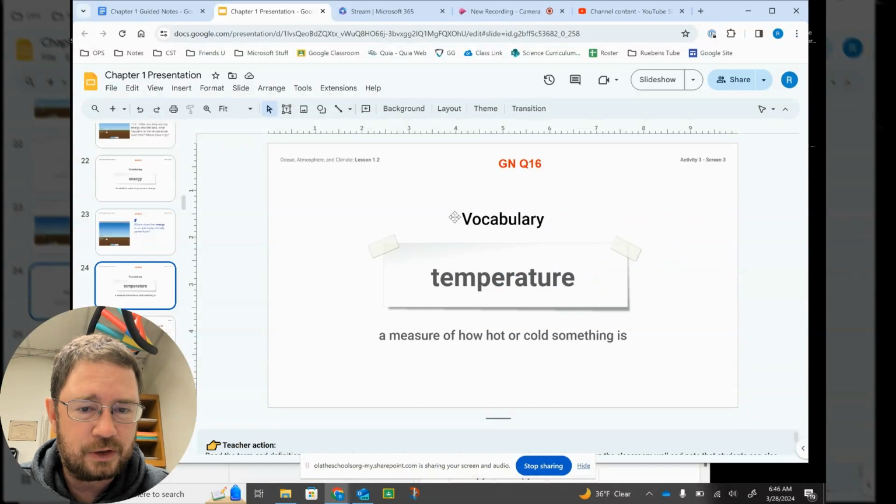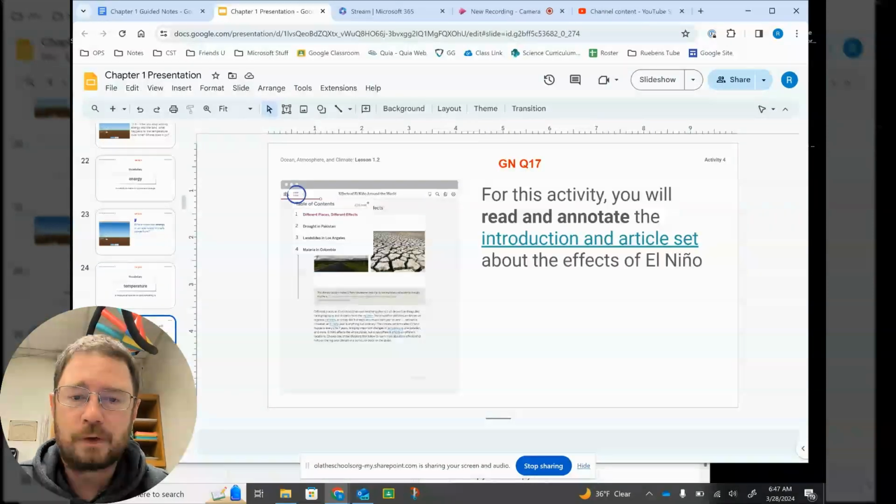Question 16 is another vocabulary term, temperature. Temperature is the measure of how hot or cold something is. We learned a more specific definition earlier this year. It is the average kinetic energy of a substance, which is how hot or cold something is. If it's hot, it has a lot of average kinetic energy. If it's cold, it has a low average kinetic energy. So the molecules are moving slower.